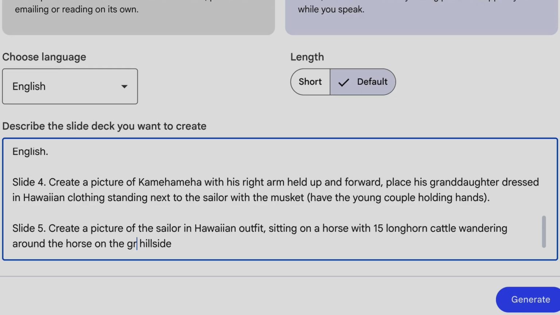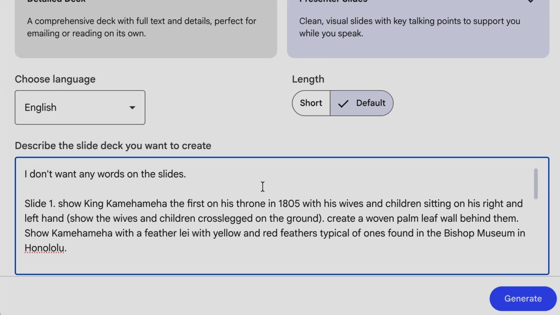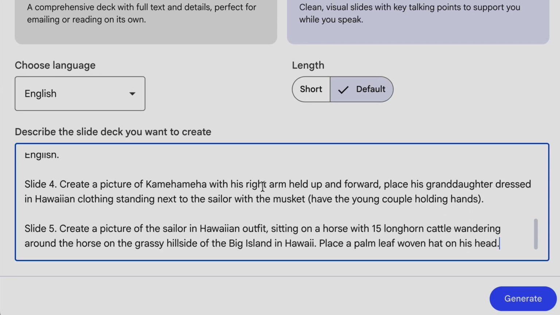On the grassy hillside of the big island in Hawaii. Place a palm leaf woven hat on his head. Okay, now we've got these 5, and let's hope we didn't make any mistakes.